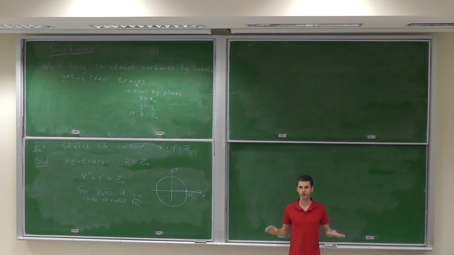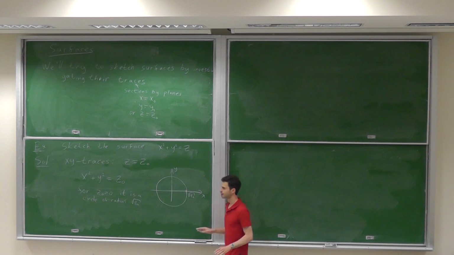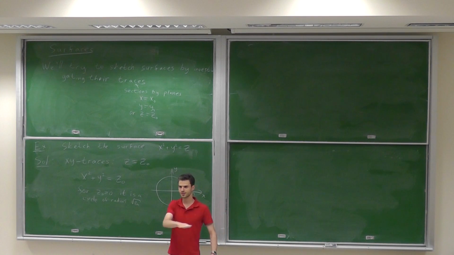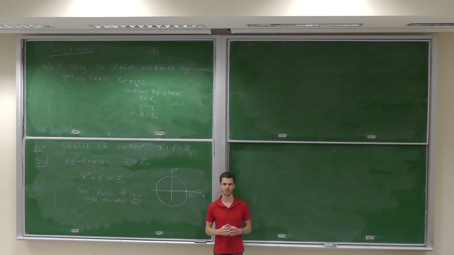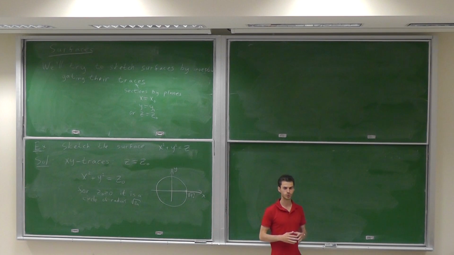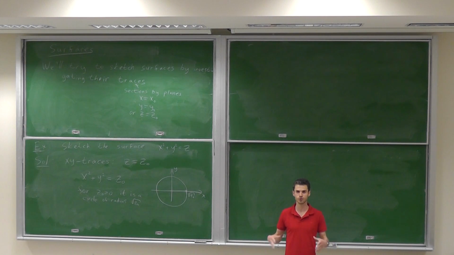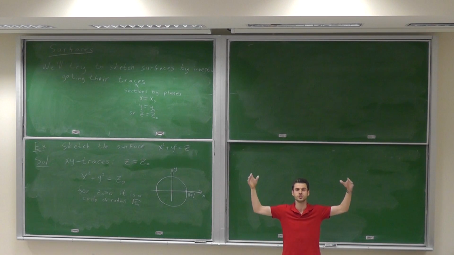So we actually understood quite a bit about this surface. We know that horizontal cuts of this surface are actual circles. So this surface is kind of a bunch of circles stacked on top of each other.